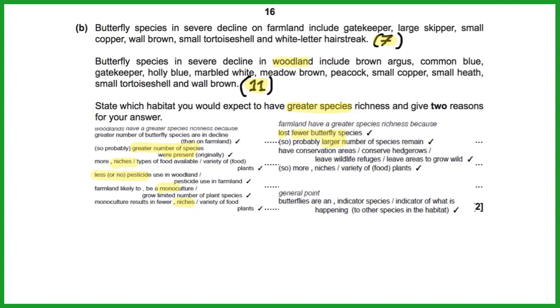Finally, remember that this question says state which habitat you would expect to have a greater species richness, but it doesn't say of butterflies. So the general point here is that butterflies are an indicator species of what is happening, so that then because there are more butterflies, it may show that there are more other species within that habitat.